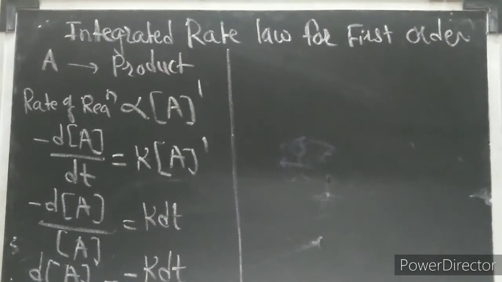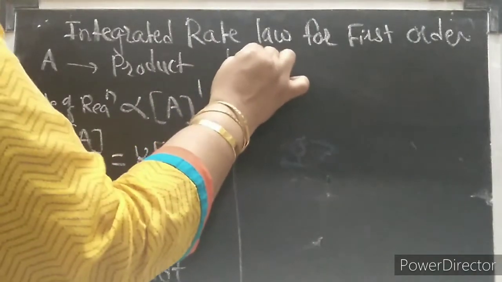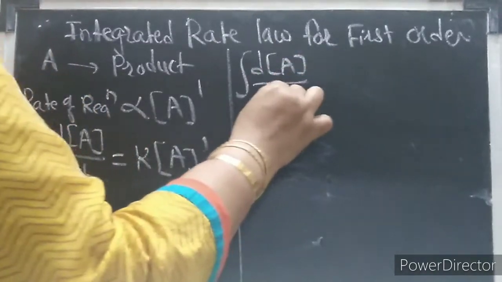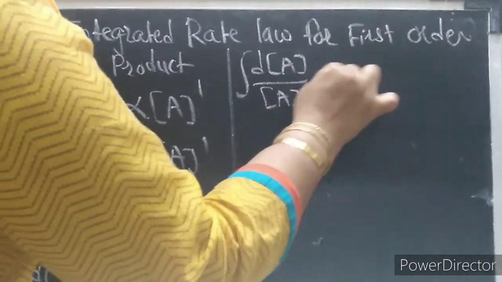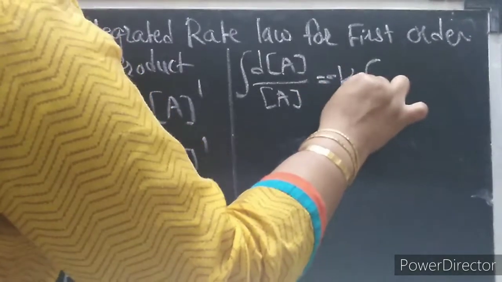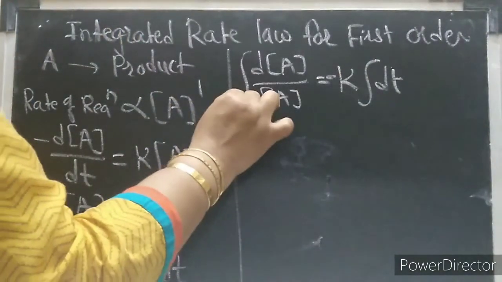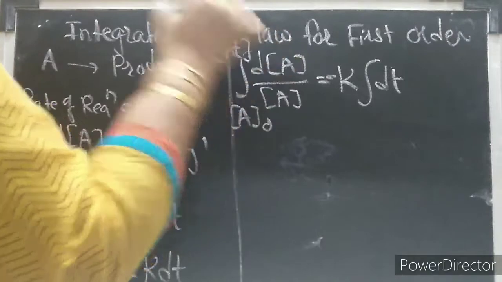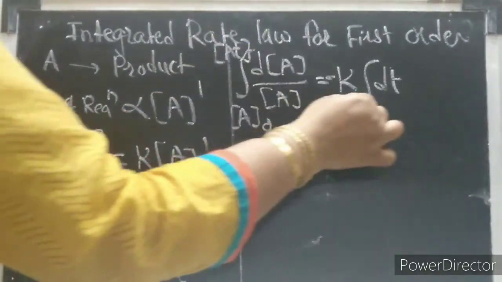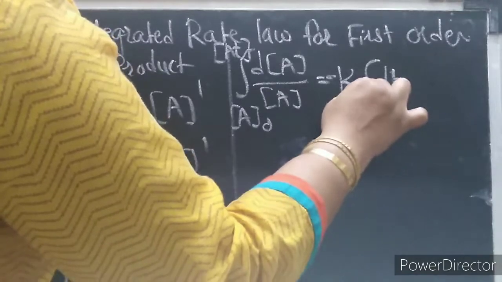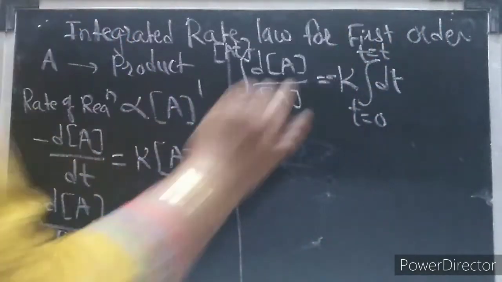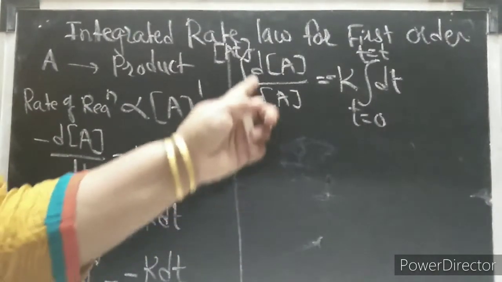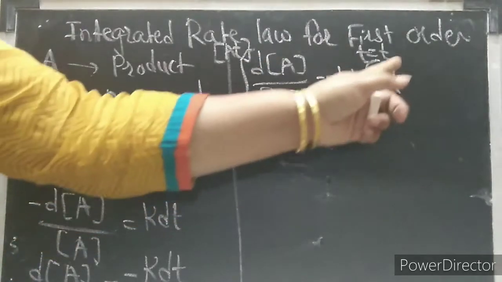Now what we will do? We will integrate this equation. Integrating d concentration of A upon A is equal to minus K, K is constant, dt. And what are the limits? Initial concentration is A0 to, at time t, At. A0 to At, and t will be initial time t is equal to 0 and final time t is equal to t.